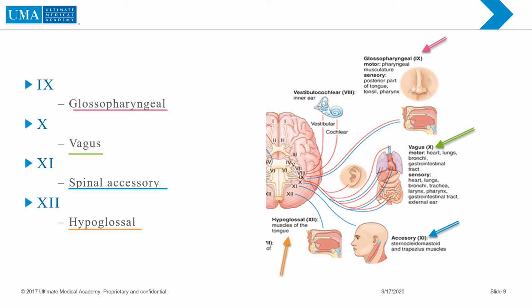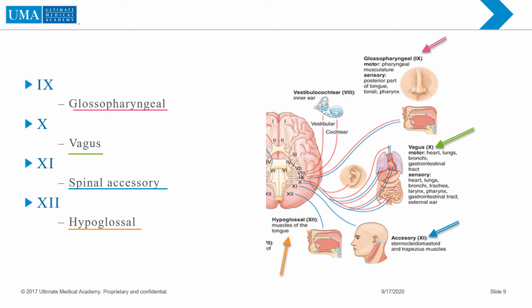The vagus nerve, cranial nerve 10, also has both motor and sensory nerves. The motor portion contributes to the heart, lungs, bronchi, and gastrointestinal tract. The sensory nerves contribute to the heart, lungs, bronchi, trachea, larynx, pharynx, gastrointestinal tract, and the external ear.